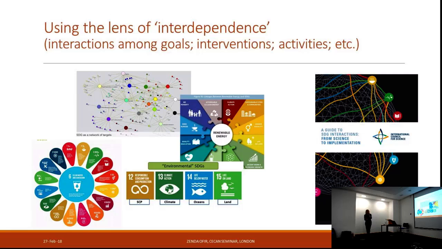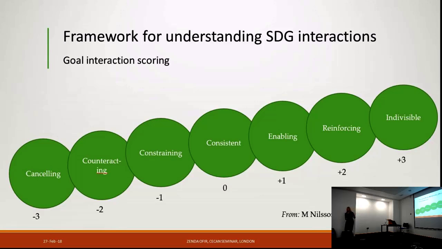Using a lens of interdependence, and this relates back to what had gone before, because this is really about the interdependence and connections between things. This report on the right, I don't know how many of you know it. If you don't, it's extremely useful. It was developed by ICSU, the International Council for Science, together with some academics from all around the world. And they did a framework for understanding the SDG interactions. How many of you know this report? I don't want to bore you. It's a brilliant piece of work. Brilliant. Really brilliant. Very, very useful.